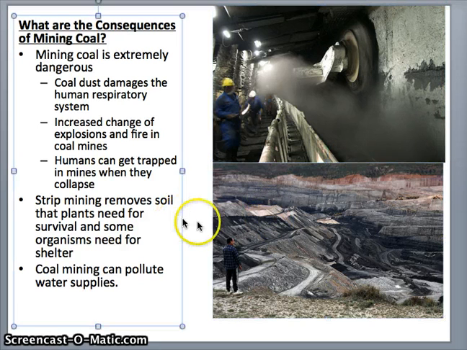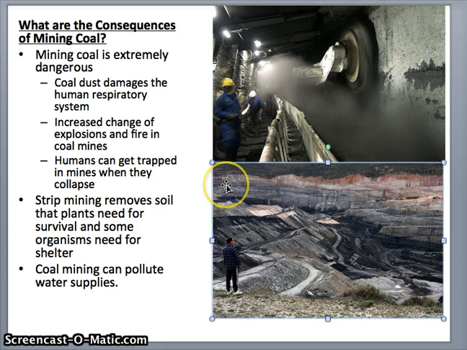So the alternative to coal mining is to strip mine. And strip mining is less dangerous because basically you are getting rid of all the soil that's above the coal and kind of stripping the land to expose the coal. The problem with strip mining is that it's destroying habitats and getting rid of rich topsoil that could have been used for farming or could have been used for plants to grow in. Coal mining can also pollute water supplies, groundwater, or it can run off into streams, which is another problem.